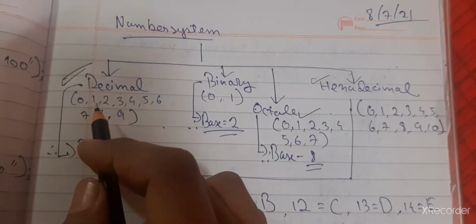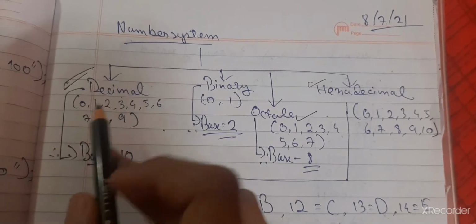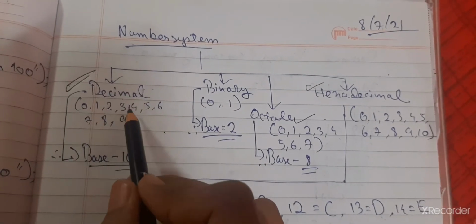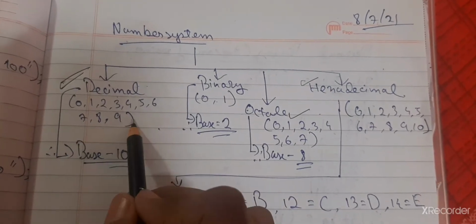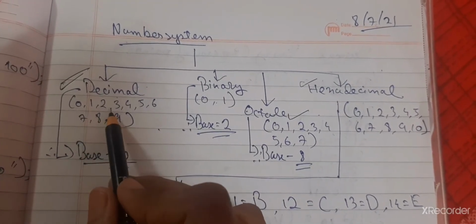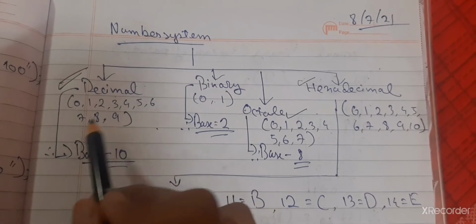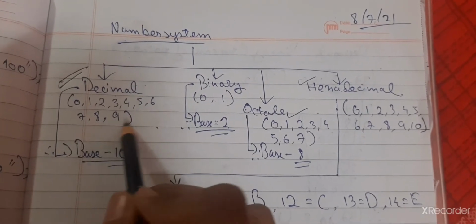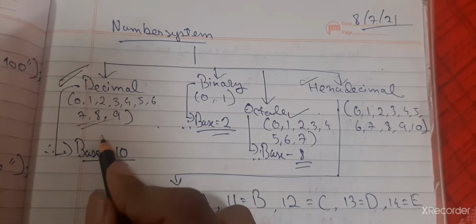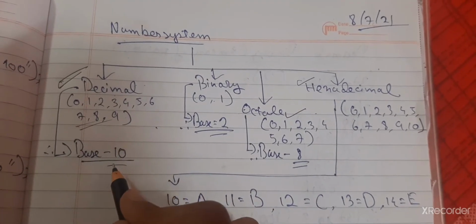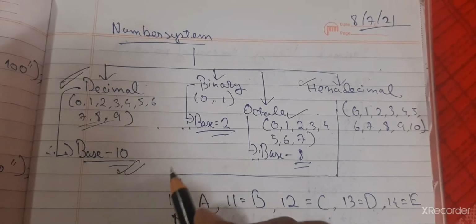Decimal number system consists of 10 digits: 0, 1, 2, 3, 4, 5, 6, 7, 8, 9. We have 10 digits. So decimal number base will be automatically 10.